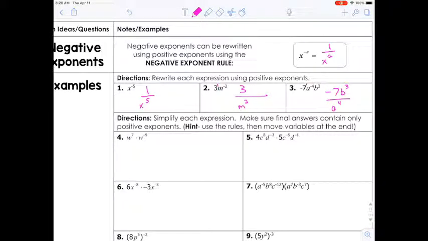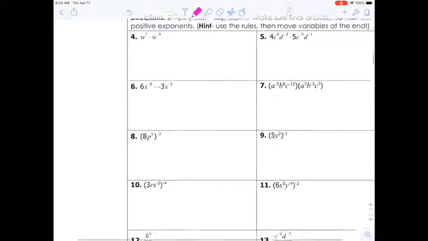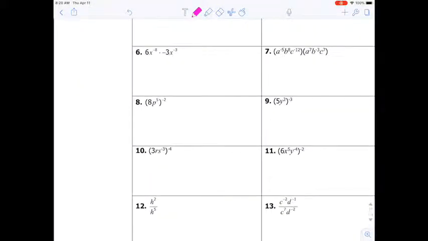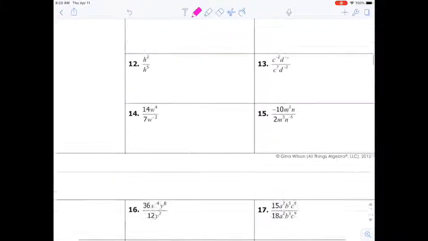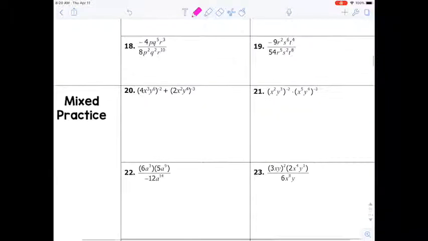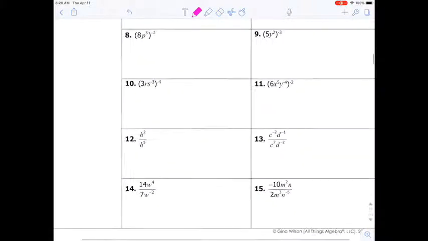Only other thing that I would add to this is that 1 over x to the negative a is equal to x to the a, because it switches position and becomes positive. So down here you're going to have to use the rules from yesterday combined with the rules from today to go ahead and get some answers. So let's do some of the more difficult ones maybe together. So let's go ahead and look at 14.